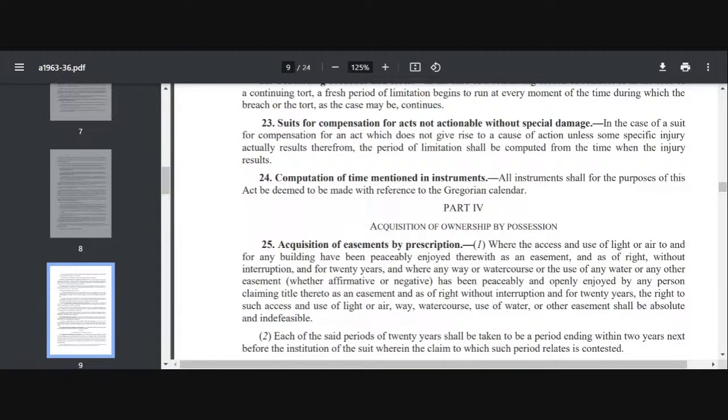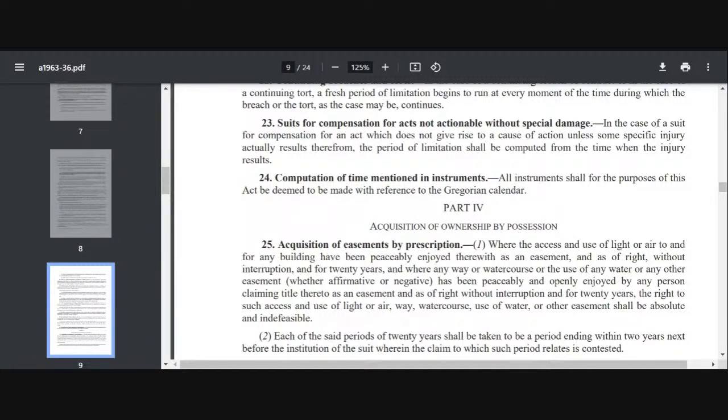मतलब just because आपने पोजीशन ले लिया तो आप ओनर बन जाते हो if certain conditions are fulfilled. तो आपने मेरा पोजीशन लिया, I did not give you the ownership, but because of some time period you also get the ownership. Why? So this is talking about acquisition of ownership by possession, and section 25 is dealing with what? Section 25 is dealing with acquisition of easement by prescription.